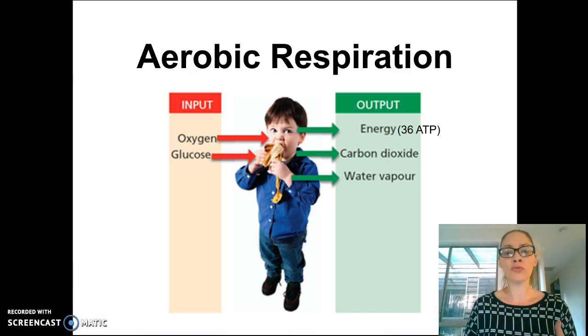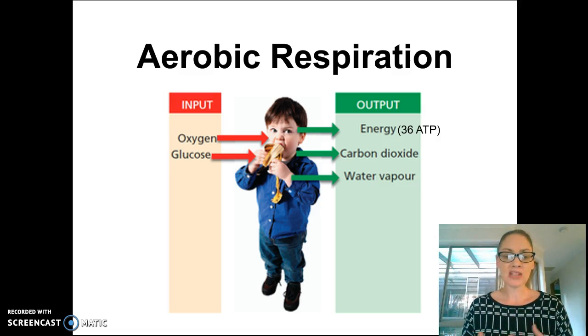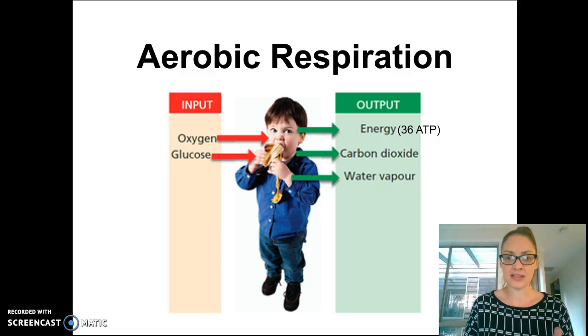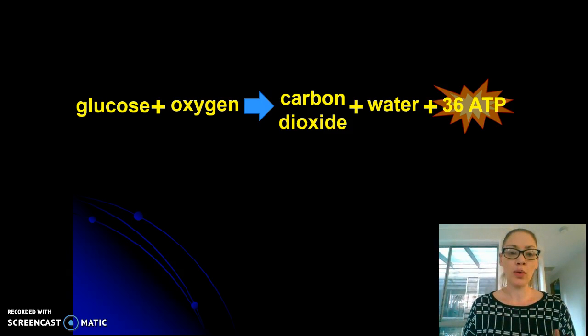So if I have aerobic respiration, this is where I get more bang for my buck, I get a lot more energy. My inputs, oxygen and glucose. Think back to the photosynthesis equation. It is literally the products from photosynthesis that are the inputs for aerobic respiration. My output, carbon dioxide and water vapor. So this is photosynthesis flipped. And then I get 36 ATP. So I get 36 adenosine triphosphate molecules that I can then spend in the cell. So the word equation: glucose plus oxygen goes to carbon dioxide plus water plus 36 ATP.